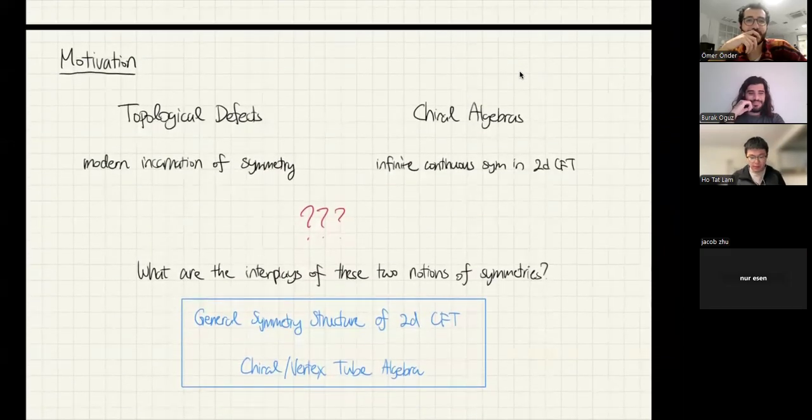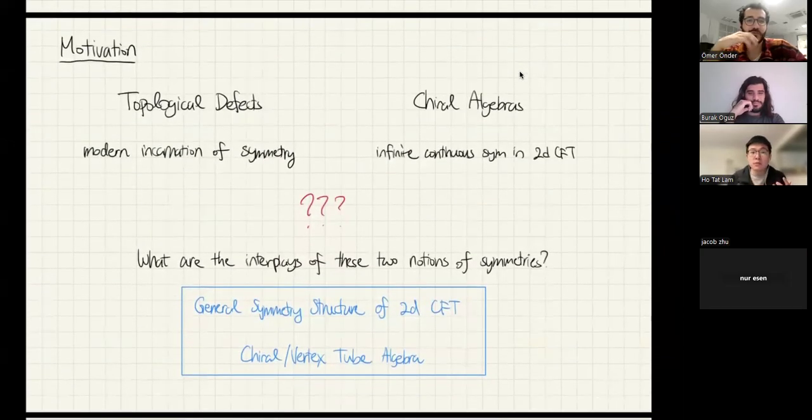As I already mentioned, the motivation of this work is trying to understand two very important concepts of symmetries. I saw on YouTube that in these seminars, a lot of people already talk about non-invertible symmetries and topological defects, so I'll just say very briefly: one very important concept of generalizations of symmetries is what's called topological defects. They are essentially modern generalizations of the symmetries that we're used to.